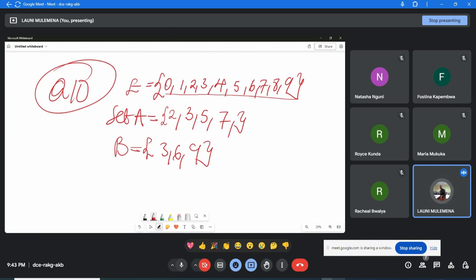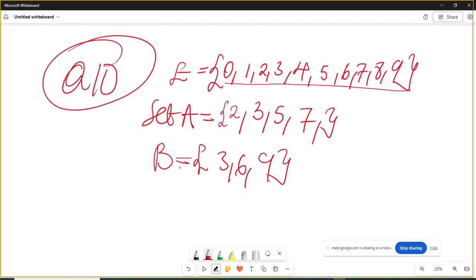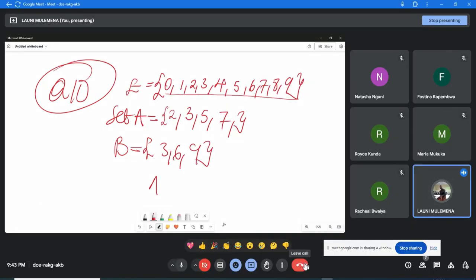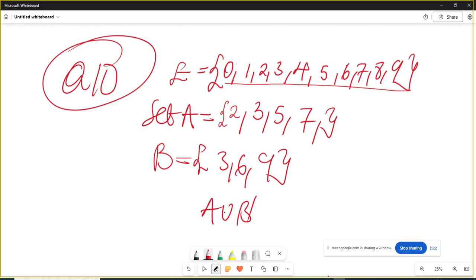Set B and the universal set have been given, so I've not introduced anything new. But what is the question saying now? Let's go back to the question so that we can find out what it is saying. The question is saying, list A union B complement. What is the meaning of A union B complement?